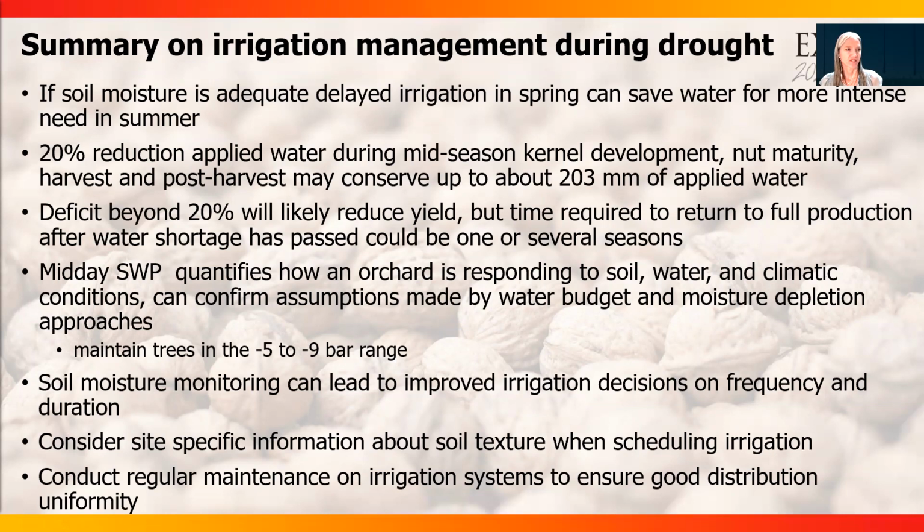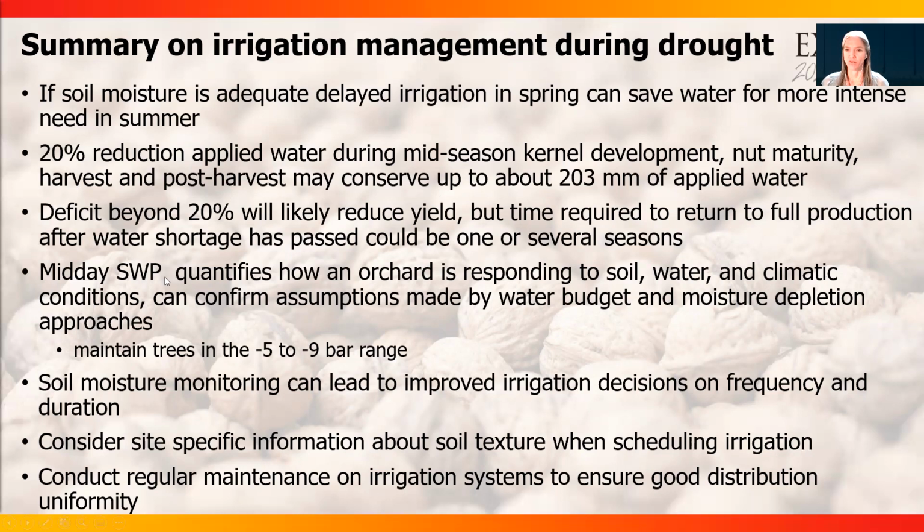In summary, on irrigation management during drought, if soil moisture is adequate, delayed irrigation in spring can save water for more intense need later in the summer. A 20% reduction in applied water during mid-season kernel development, nut maturity, harvest, and post-harvest could conserve up to 203 millimeters of applied water. A deficit beyond 20% will likely reduce yield, and the time required to return to full production after water shortage could be as early as one season, but could be several seasons, depending on your orchard.